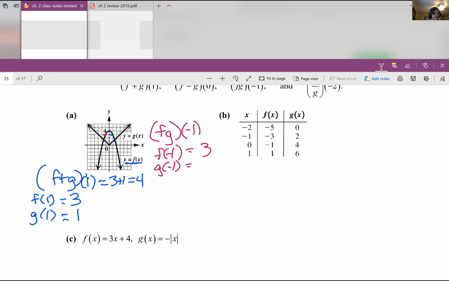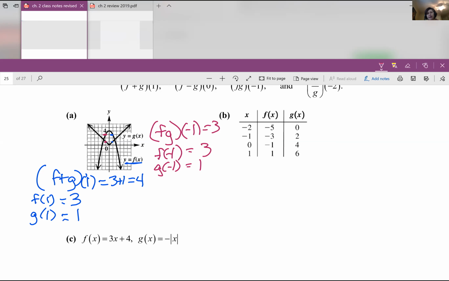Look, guys, it's right here. What's that y value? That's not -1. X is -1. What's y? Oh, it's positive 1. Yeah, look at that. Does that make sense? Okay, yes. So what would f times g of -1 be? 3.